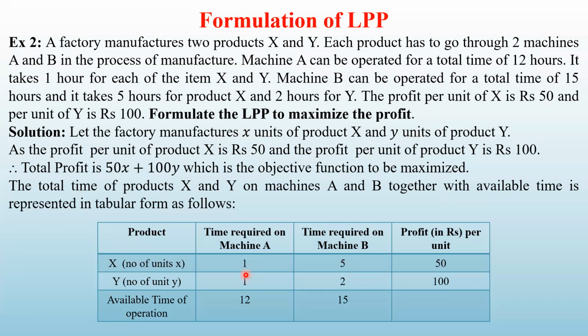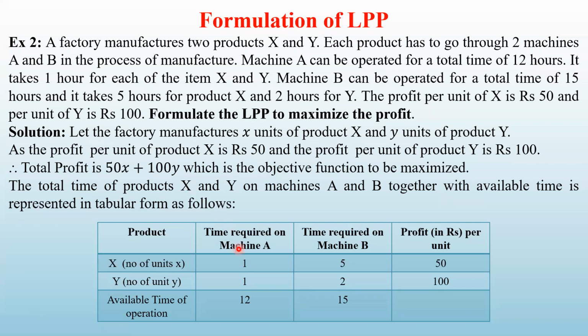Okay, now let us see. So we will prepare a table like this. So in the first column, we'll write the product. So there are two products, x and y. X के कितने products बना रहे हैं? Number of units x and number of units small y for y.